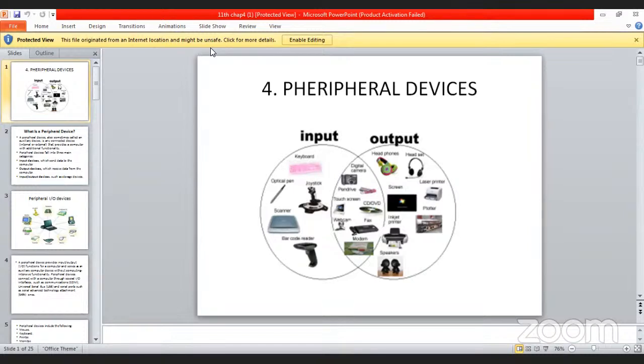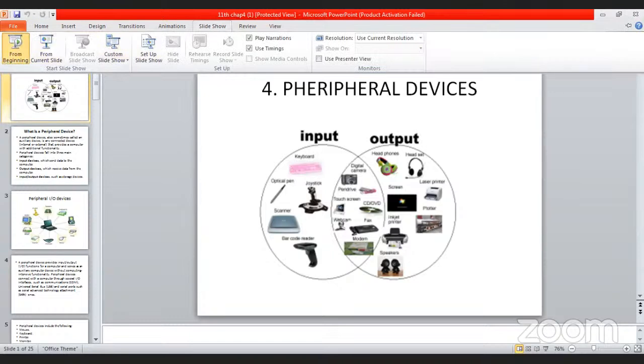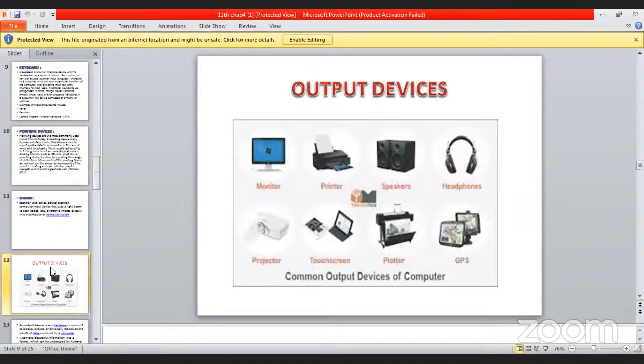In the last lecture, we saw peripheral devices: what peripheral devices are, what their actual use is, as well as input devices, output devices, and some input-output devices. Now we will see output devices today.